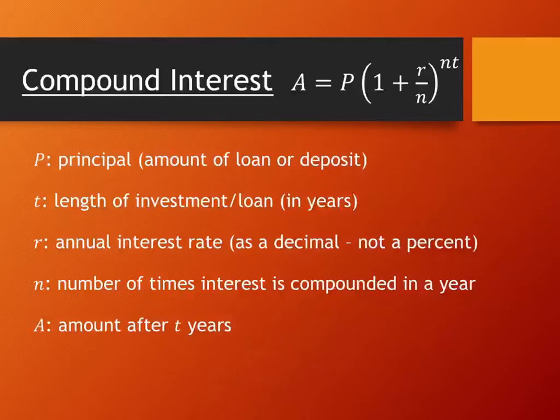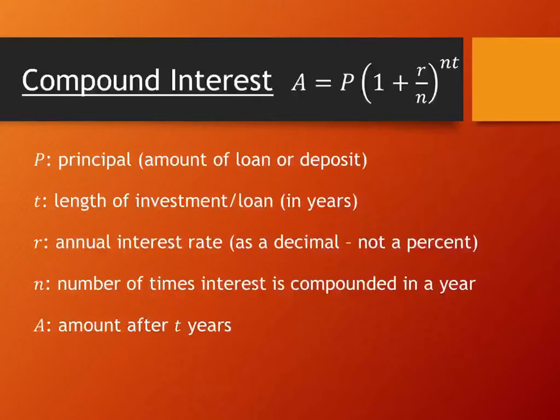R is the annual interest rate as a decimal. So the rate's always given to you in a percentage form, say like 5%. So you have to turn that 5% into a decimal by shifting the decimal point 2 places to the left. And then N is the number of times it's compounded every year.